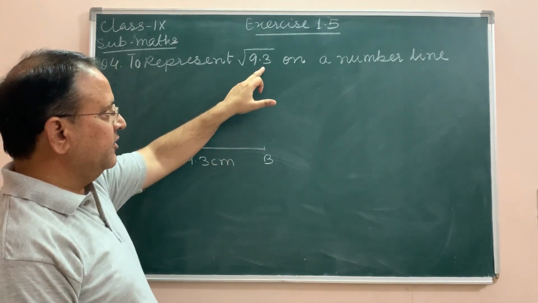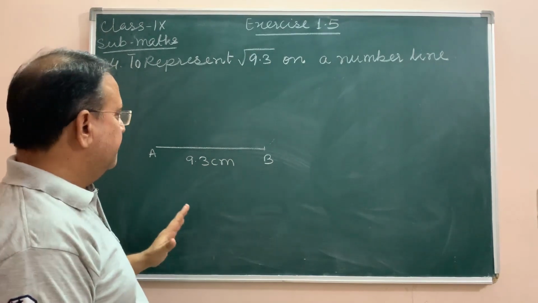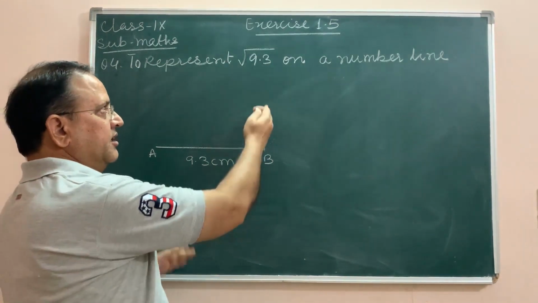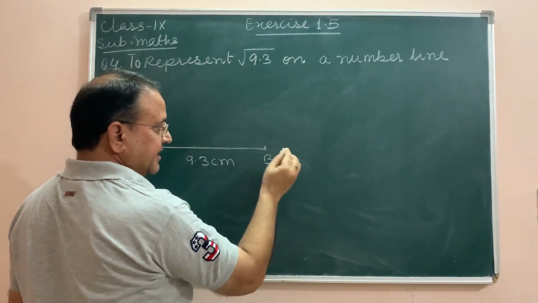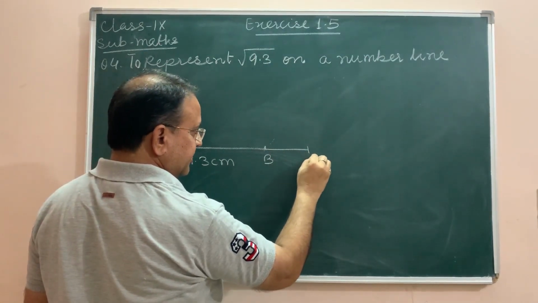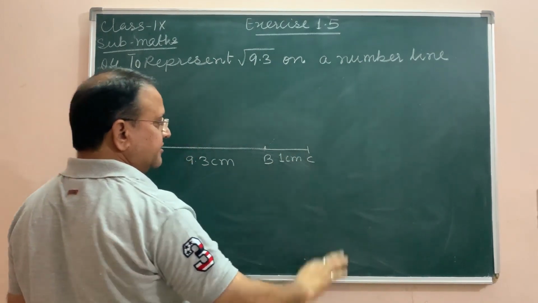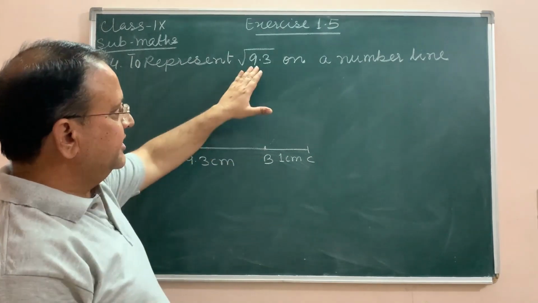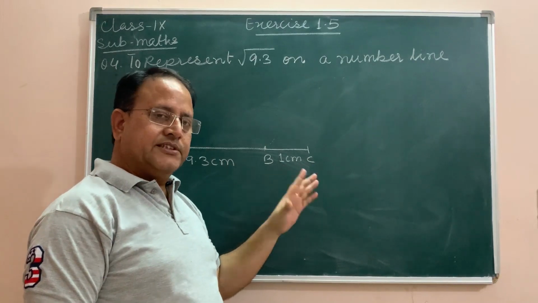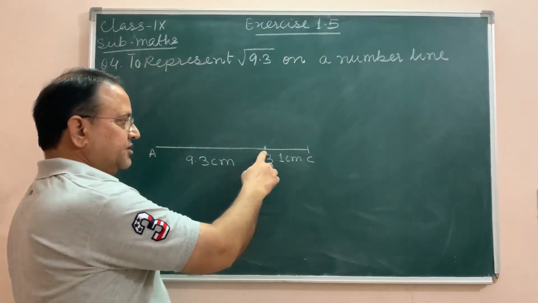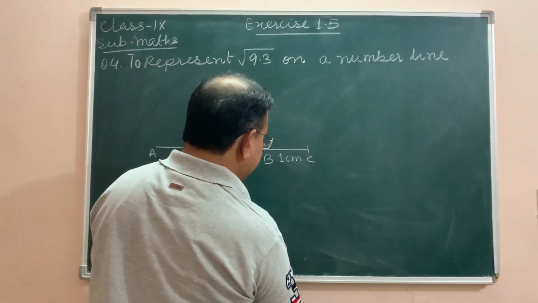If it is 7.3, we have to take AB is equal to 7.3. Means AB we have to take equal to the given number. After this we will extend this line from B to C and it will always be equal to 1 centimeter. Whatever the length may be, BC always we have to take equal to 1 centimeter. So from B to C we will extend this line and it will be equal to 1 centimeter.